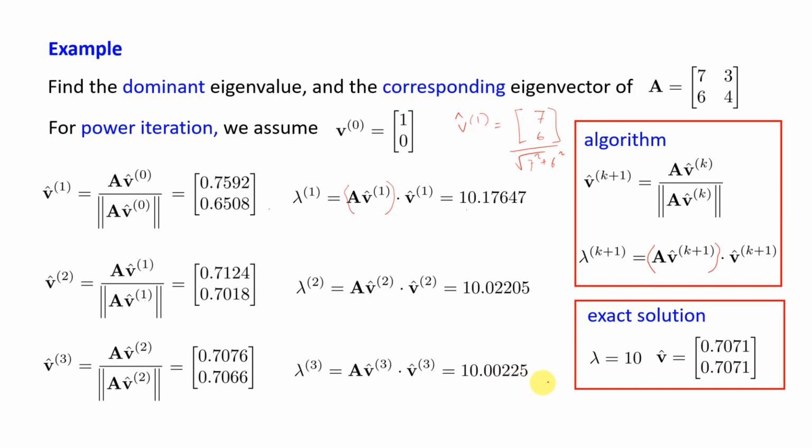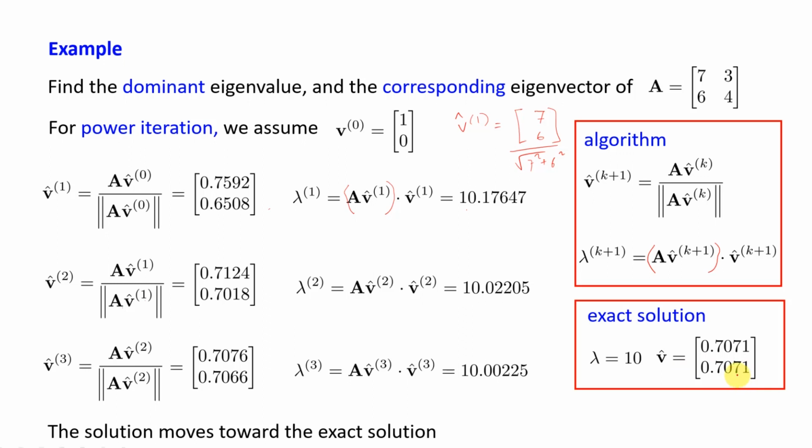Clearly you can see that the solution is definitely going toward the exact solution, that is lambda 10 and V is 0.7071, 0.7071. This is the exact solution. You can see that lambda started from 10.17, then 10.02, and then we have reached 10.00. And here also V, you see that 0.7565, 0.7170, now I have 0.7070. So we are reaching toward the exact solution.